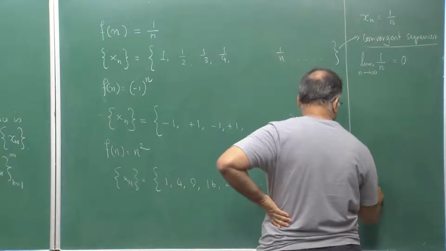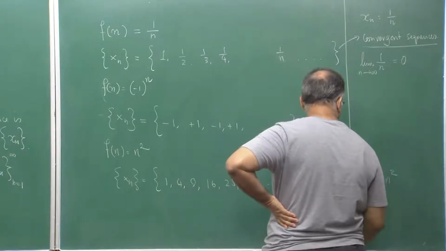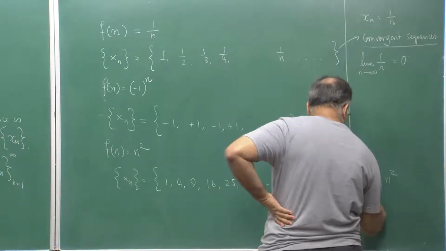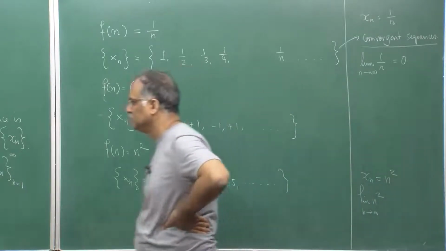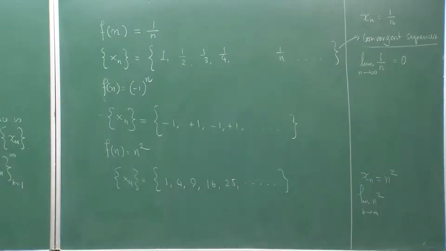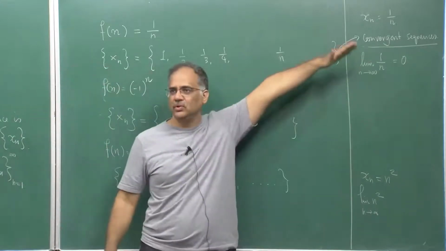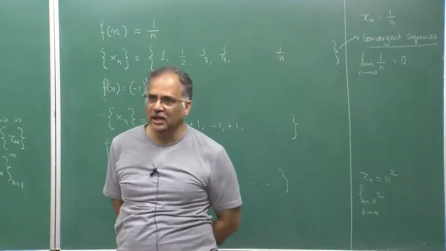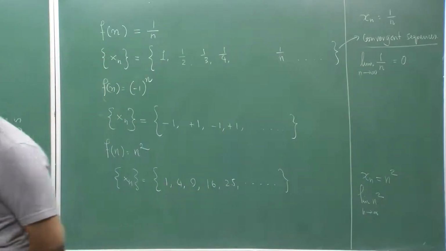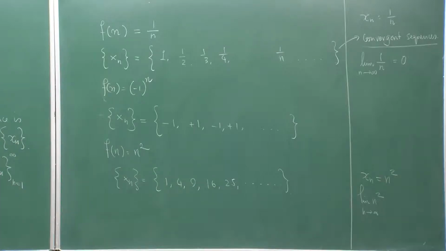Here my xn is equal to n square. What would happen? Where does the value of the sequence tend towards? Earlier it was tending towards 0, going down and down. Here it is going up and up and up. The more you increase n, the bigger n square becomes.